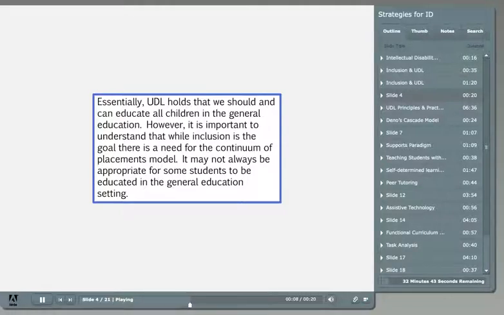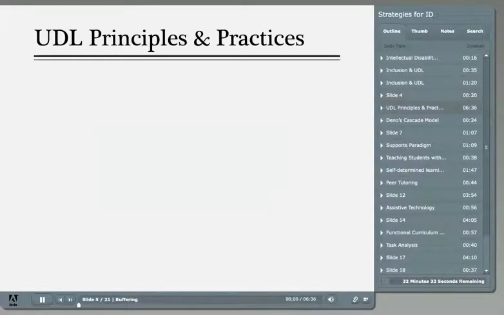However, it is important to understand that while inclusion is the goal, there is a need for the Continuum of Placements model. It may not always be appropriate for students to be educated in the general education setting.